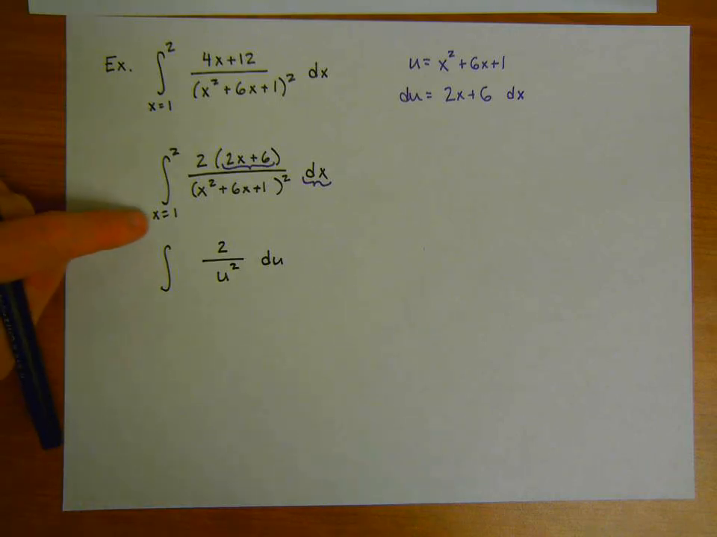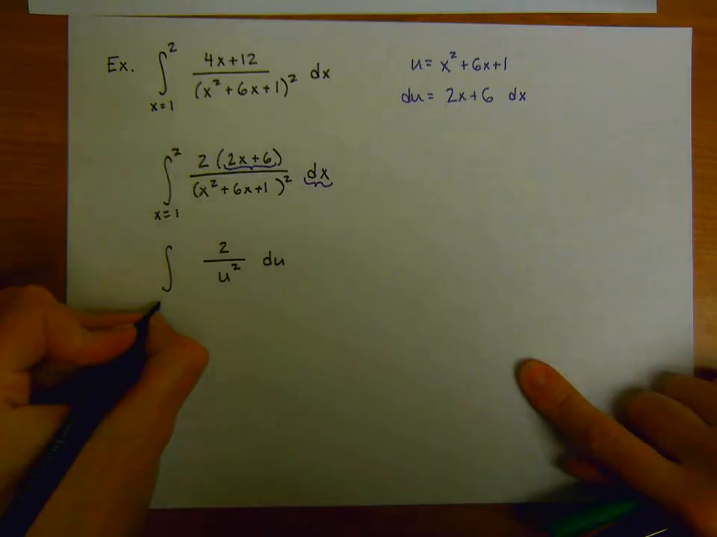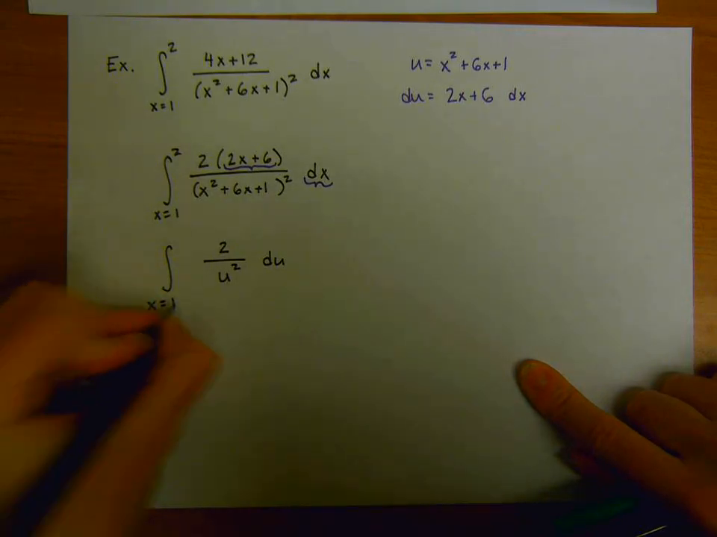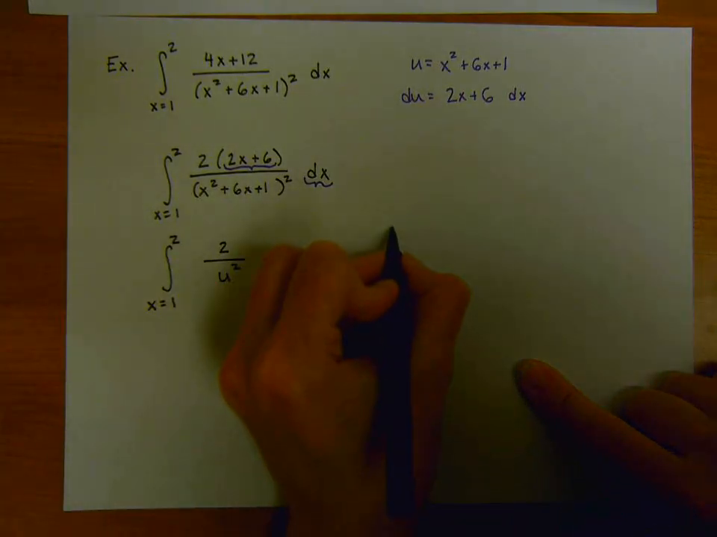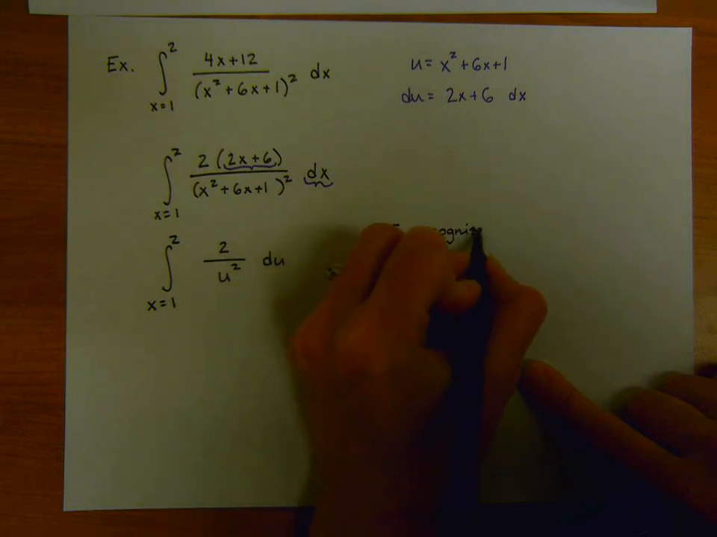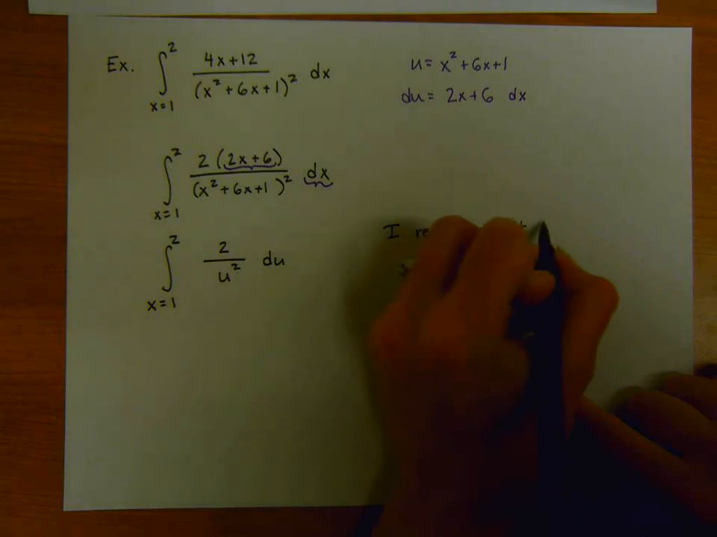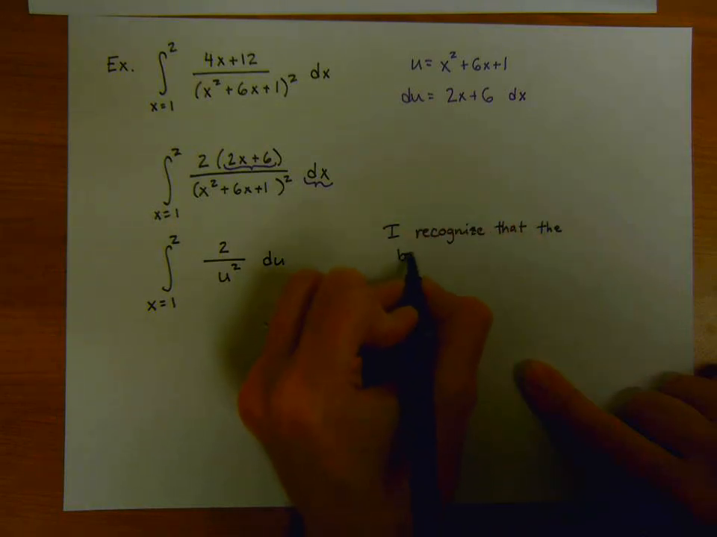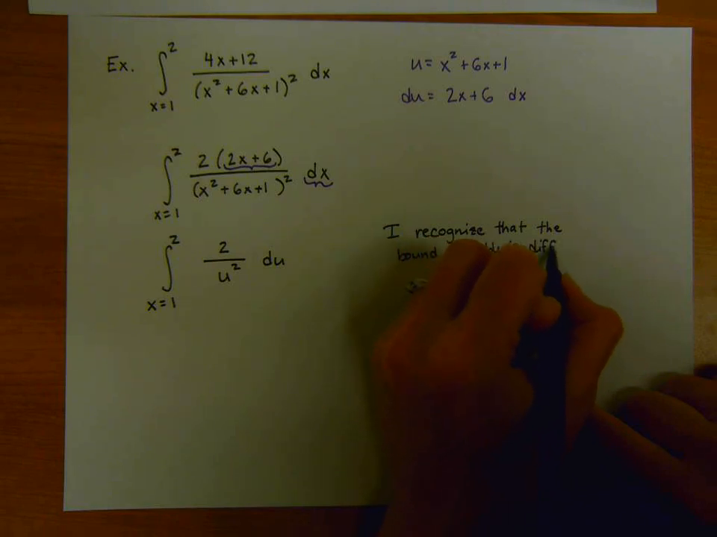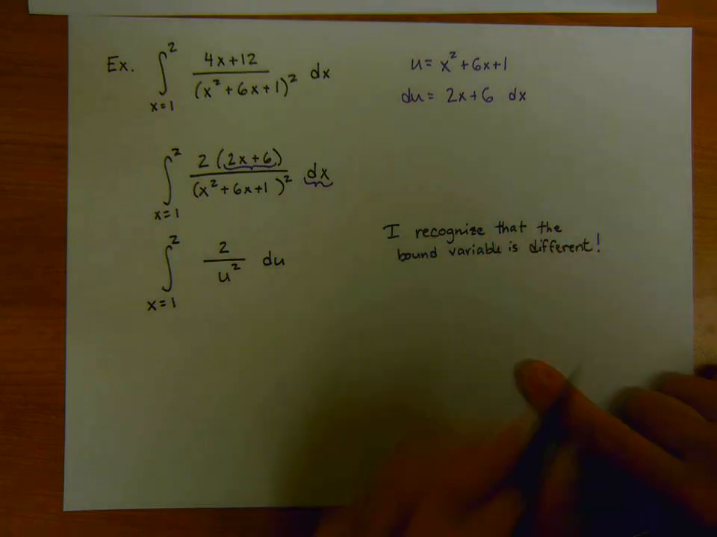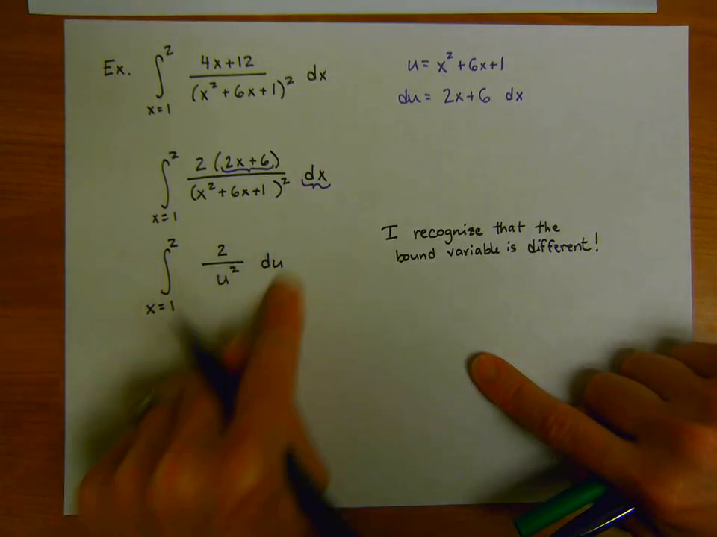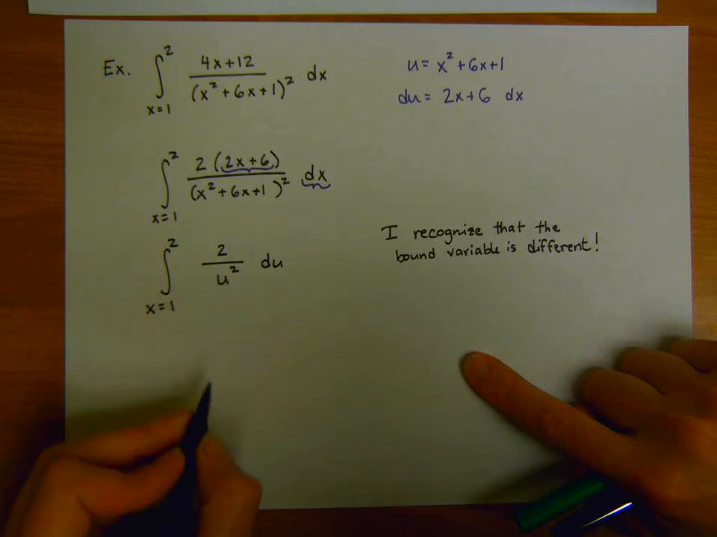I know that this is as x goes from 1 to 2, and I know that this variable is a u, but I'm just going to leave it as x. So I recognize that the bound is different. But I can still integrate, and I'll show you how I correct the problem. So I'm going to do my integration, because I can integrate this.